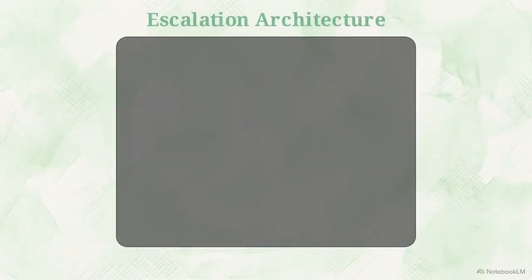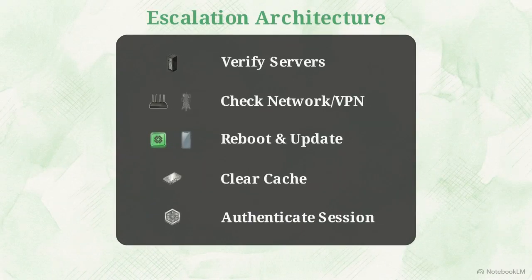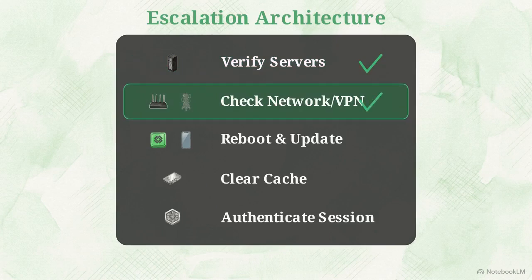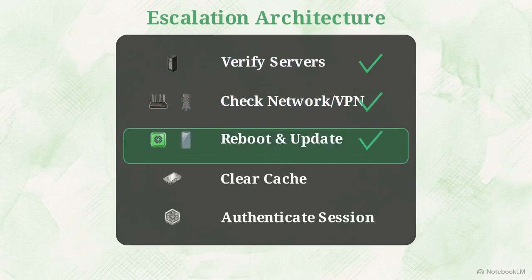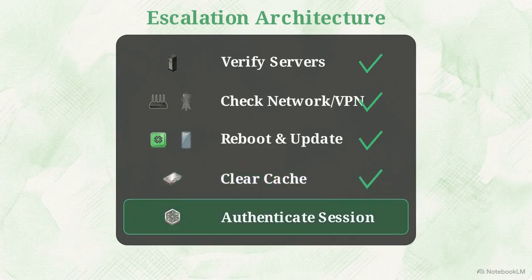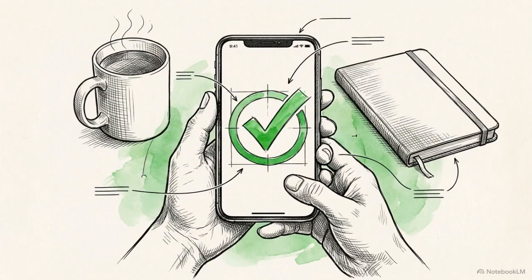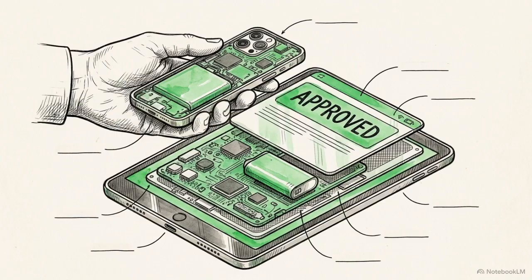This animated sequence illustrates the complete escalation architecture. Verify the servers, check your network and VPN, reboot and update, clear local cache, and authenticate a fresh session. Following these steps in order allows you to quickly identify and solve common app issues, getting your payments back on track without unnecessary downtime.